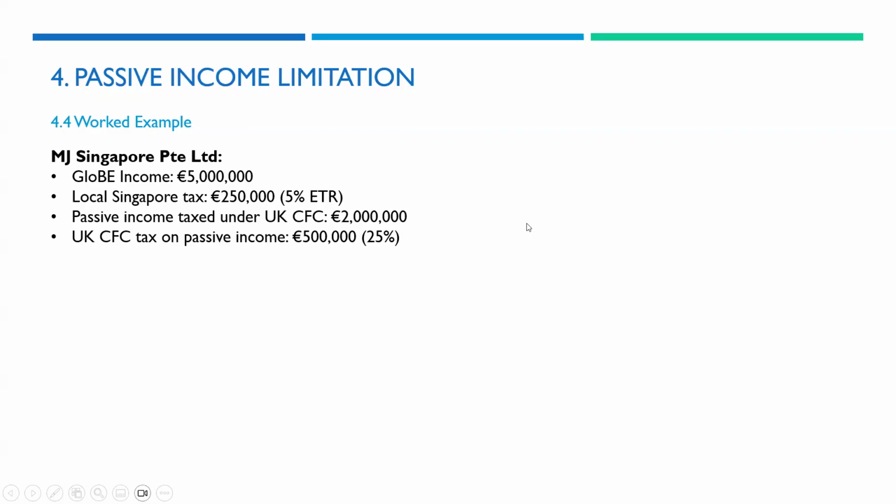Now, what do you mean by the push down cap is, out of this 5 million, 2 million is passive income, right? So how much can I push down? Maximum to the amount of taxes paid, which is 500,000, or the amount of top up tax available in Singapore. So what is that ETR in Singapore? It's 5%. So what would be the top up tax? What is the top up tax in Singapore?